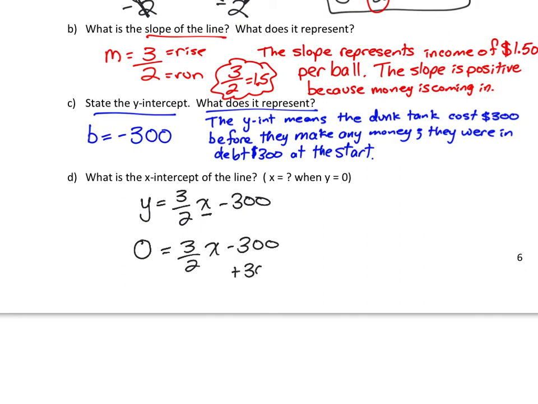We'll undo the subtracting by 300 by adding 300 to both sides. 300 equals 3 over 2x, and then x is being multiplied by 3 over 2, so divide both sides by 3 over 2.